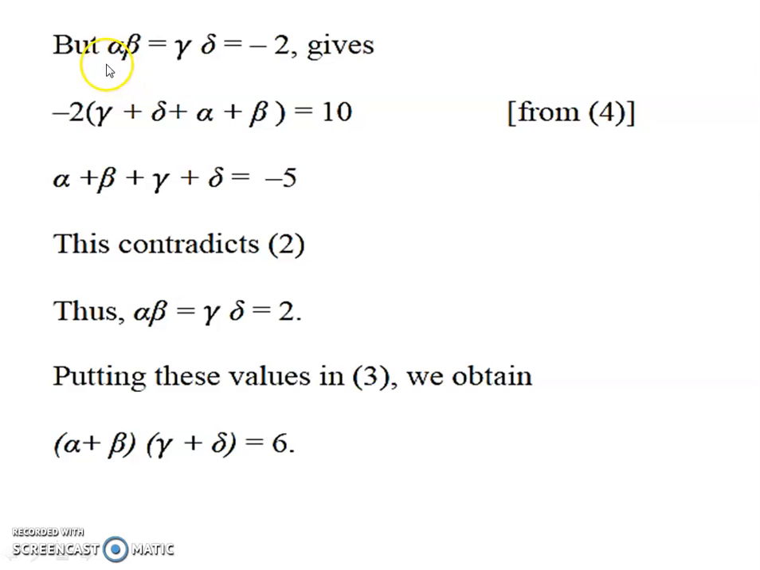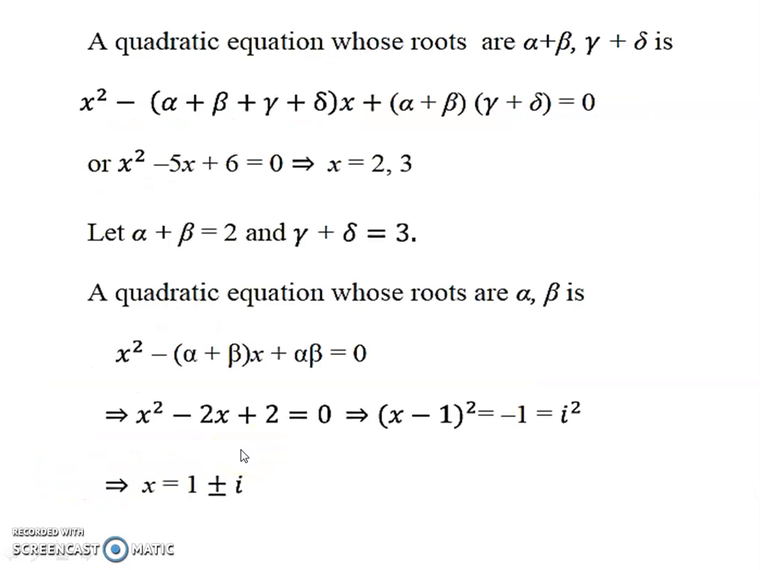But if I take the value of the product as minus 2, then from the fourth equation I can see that the sum of roots has come out to be minus 5. But in the second equation we have written the sum as 5. So it is a contradiction. So I can take the product of the pair of roots as 2. Now substituting this value in the third equation, I can get alpha plus beta and gamma plus delta. This is equal to 6.